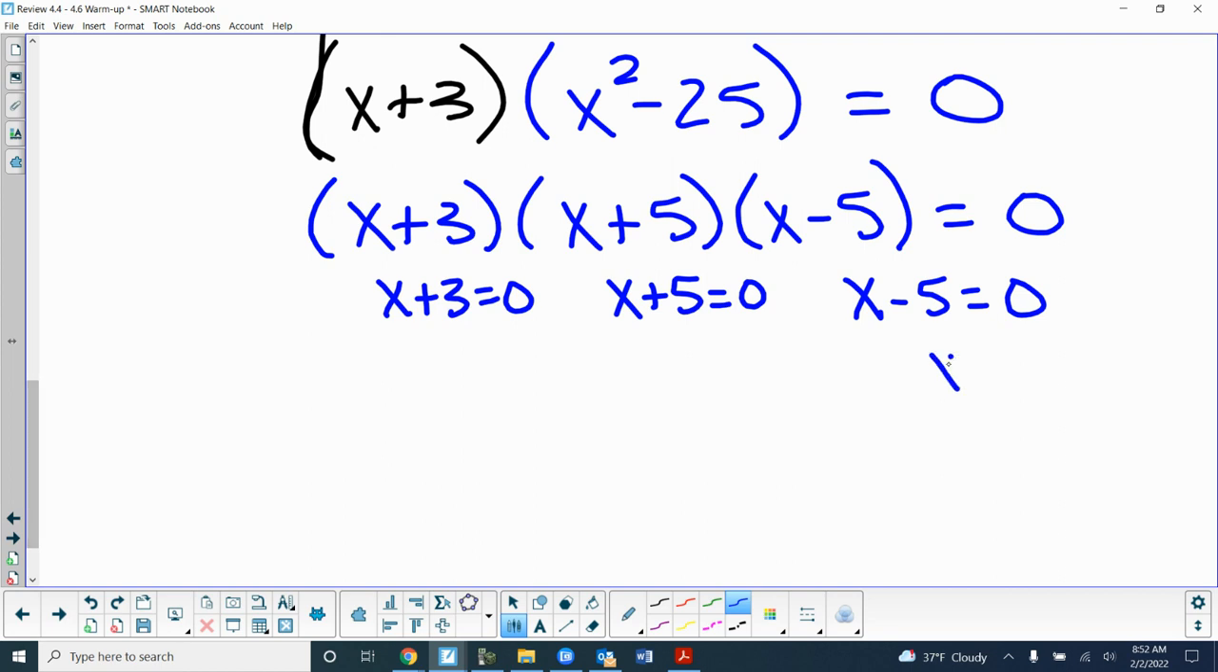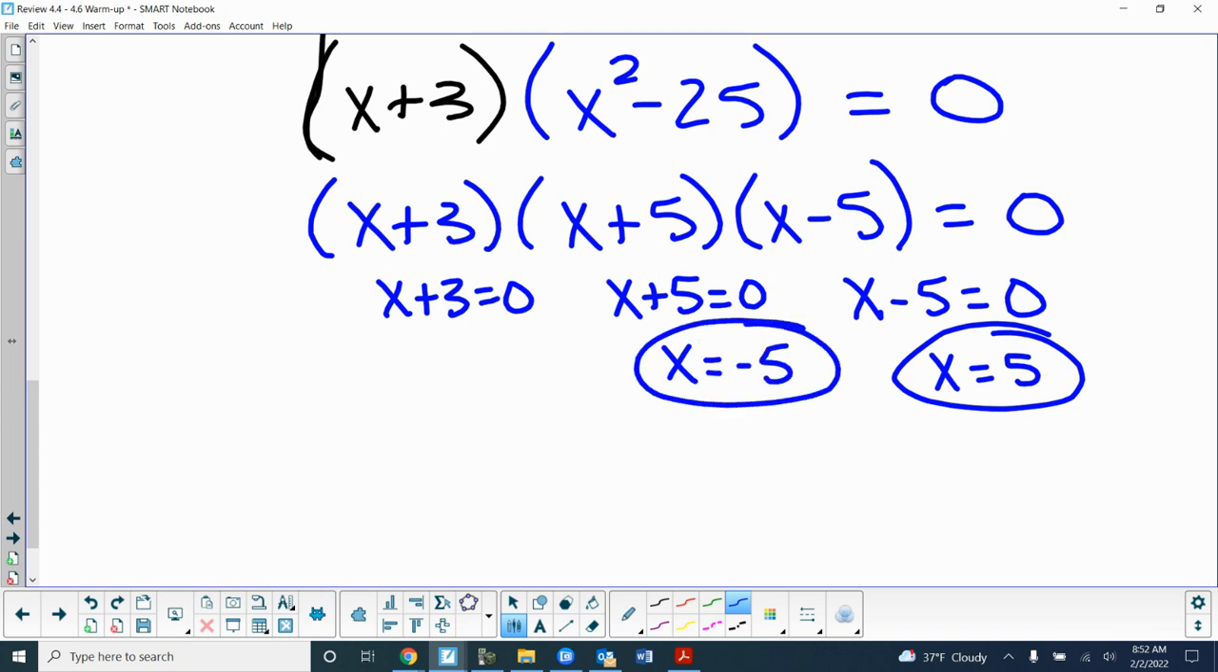This one we're going to add 5 to both sides, so we get positive 5. This one we're going to subtract 5 from both sides, negative 5. And this one we're going to subtract 3 from both sides, so negative 3. Okay? So make sure number 3 you do by factoring. 4 and 5 you can do using the calculator.